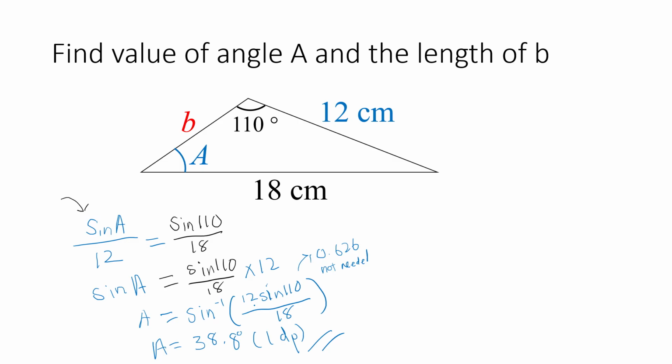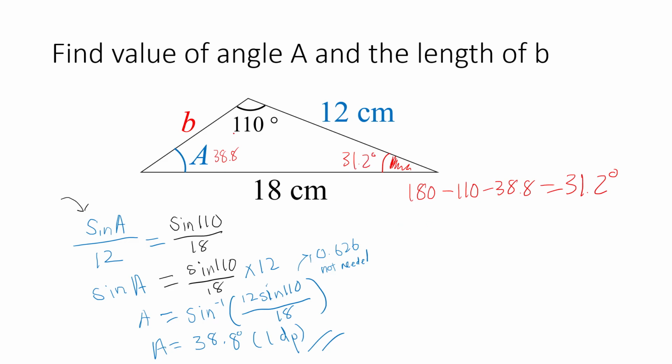Next, we want to find the length of B. To find the length of B, we actually need this angle. And since we found A is 38.8, we can simply take 180 minus 110 minus 38.8, which will give me 31.2 degrees. So this angle is 31.2 degrees.